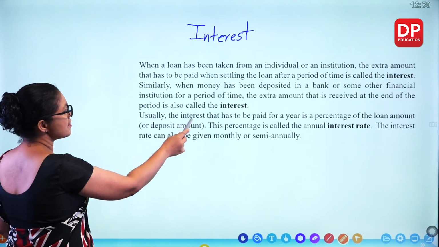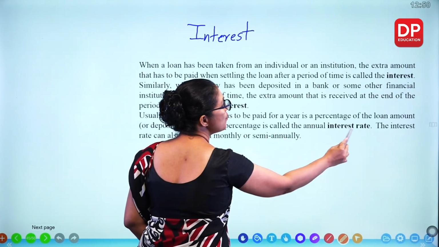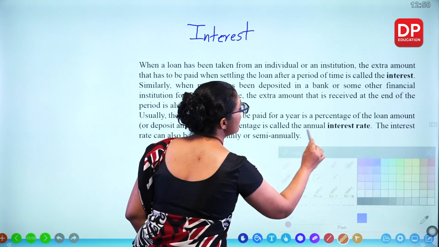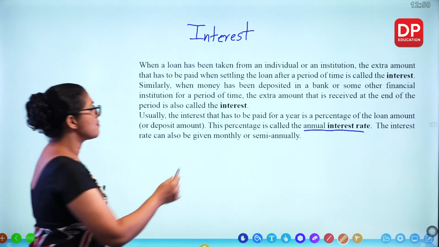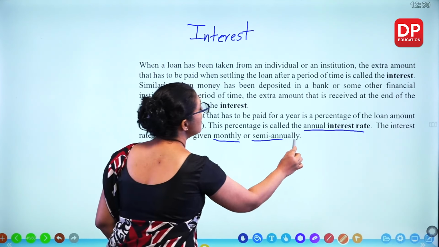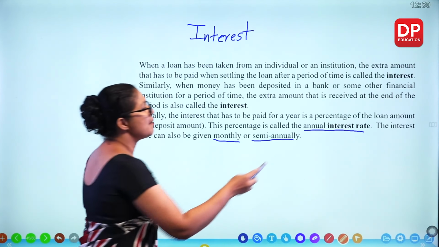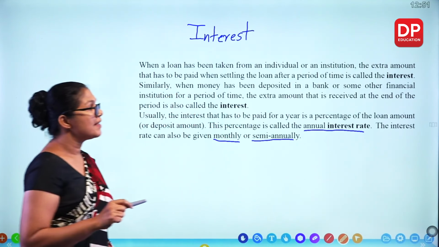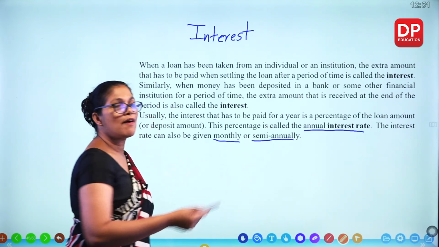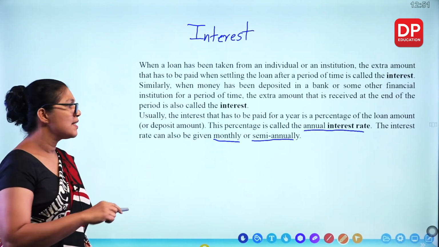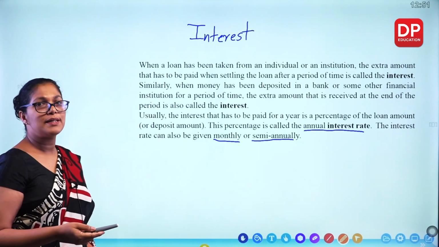Normally, interest is calculated annually. So we call that the annual interest rate. The interest rate can also be given as monthly or semi-annual. If it's monthly, you have to divide by 12 if you have been given the annual interest rate. If it's semi-annual, you have to divide it by 2. Sometimes you are given the rate monthly or semi-annually.